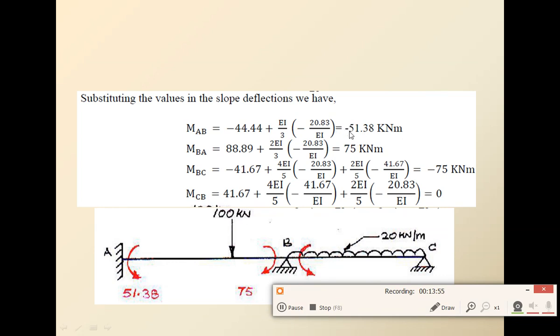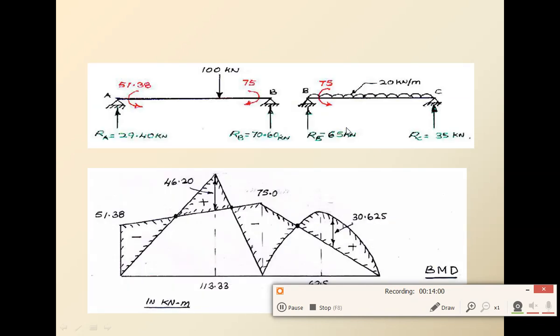See, the sign convention for bending moment is sagging moment is positive. That means the sagging moment will be induced only when there is an anti-clockwise moment at the left hand and clockwise moment at the right hand. So while drawing the bending moment diagram, we consider sagging moment as positive, hogging moment as negative. But while solving by the slope deflection method, clockwise moments are positive, anti-clockwise moments are negative.